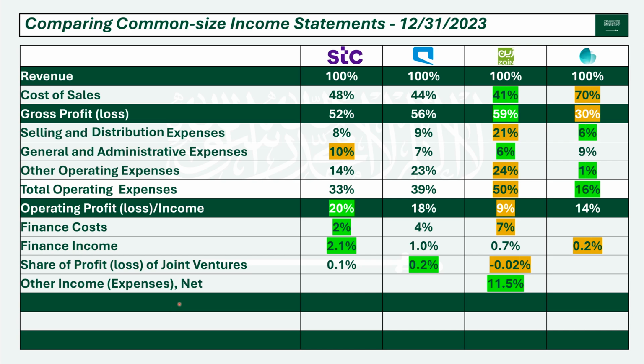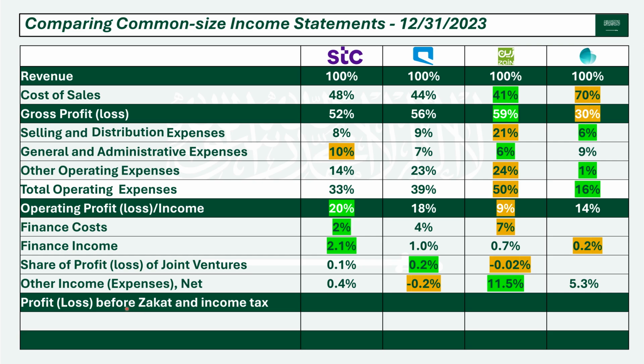Other income expenses net. 11.5% in the first position, Zain. Second position goes to Go Telecom with 5.3%. Third position, STC, 0.4%, and finally, Mobily with minus 0.2%.